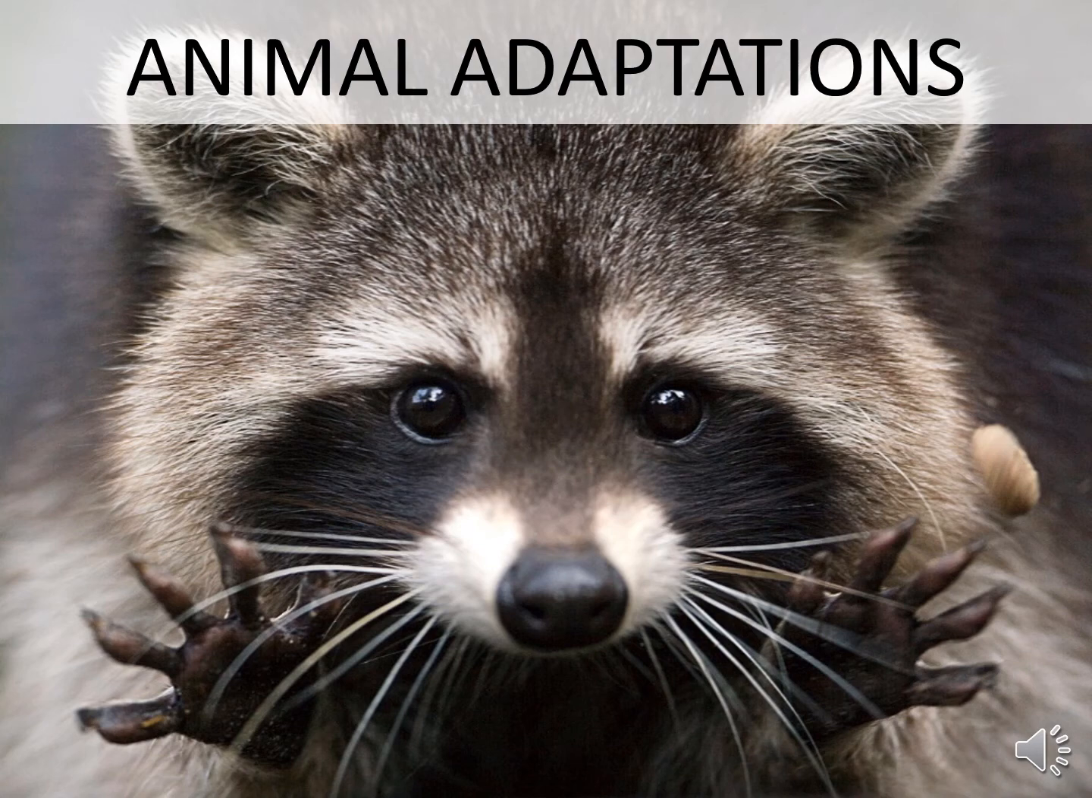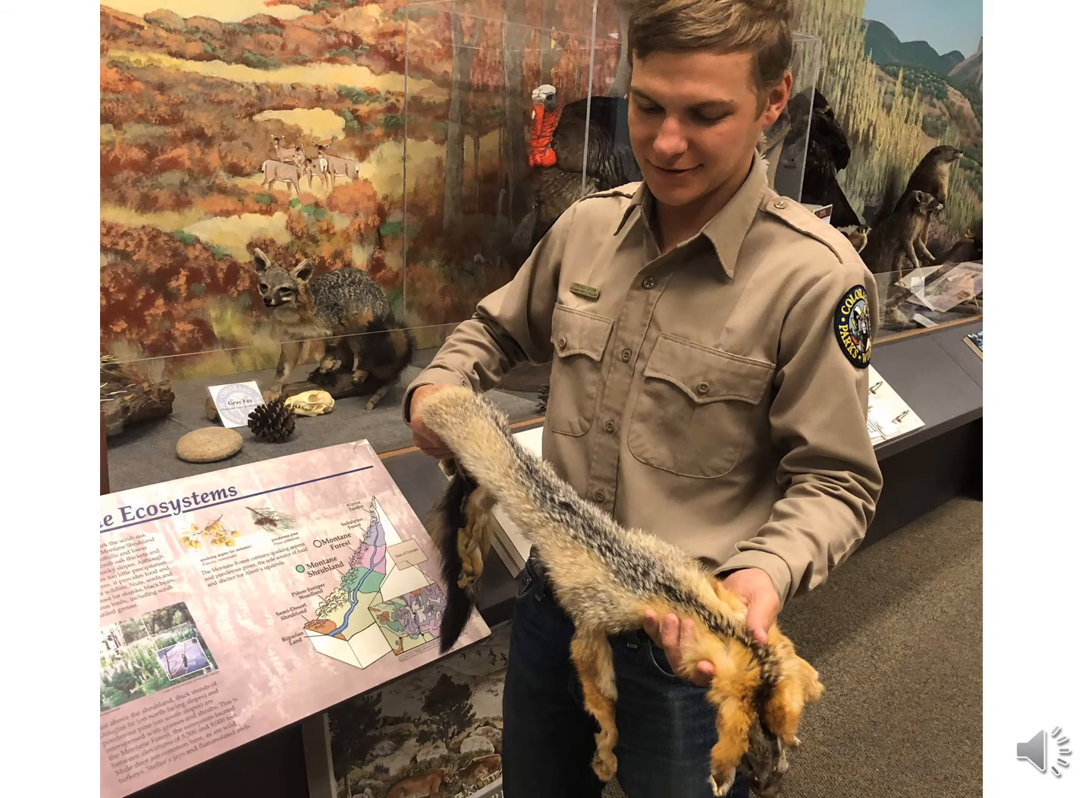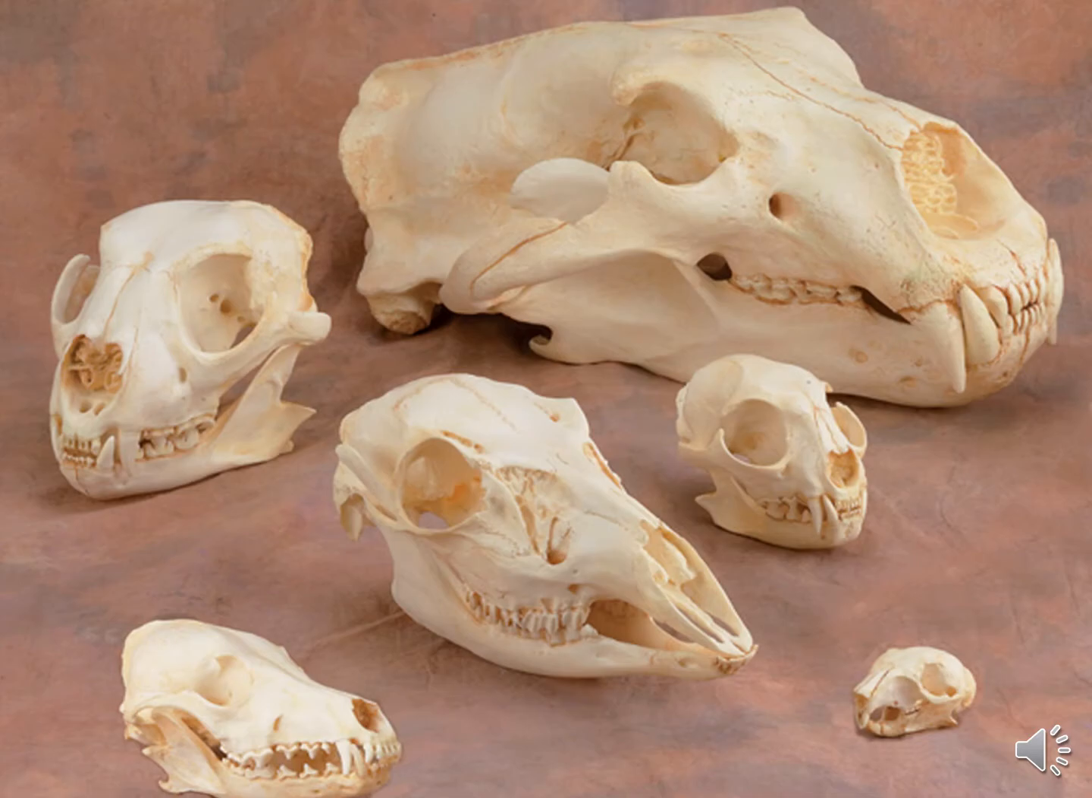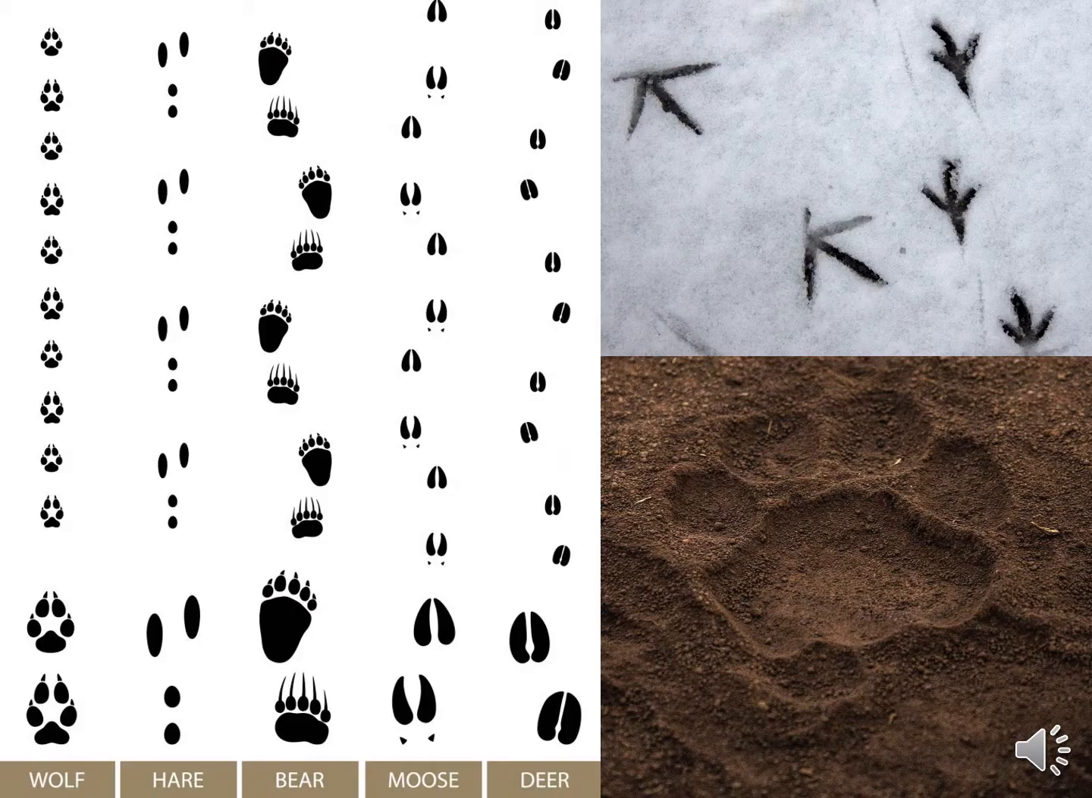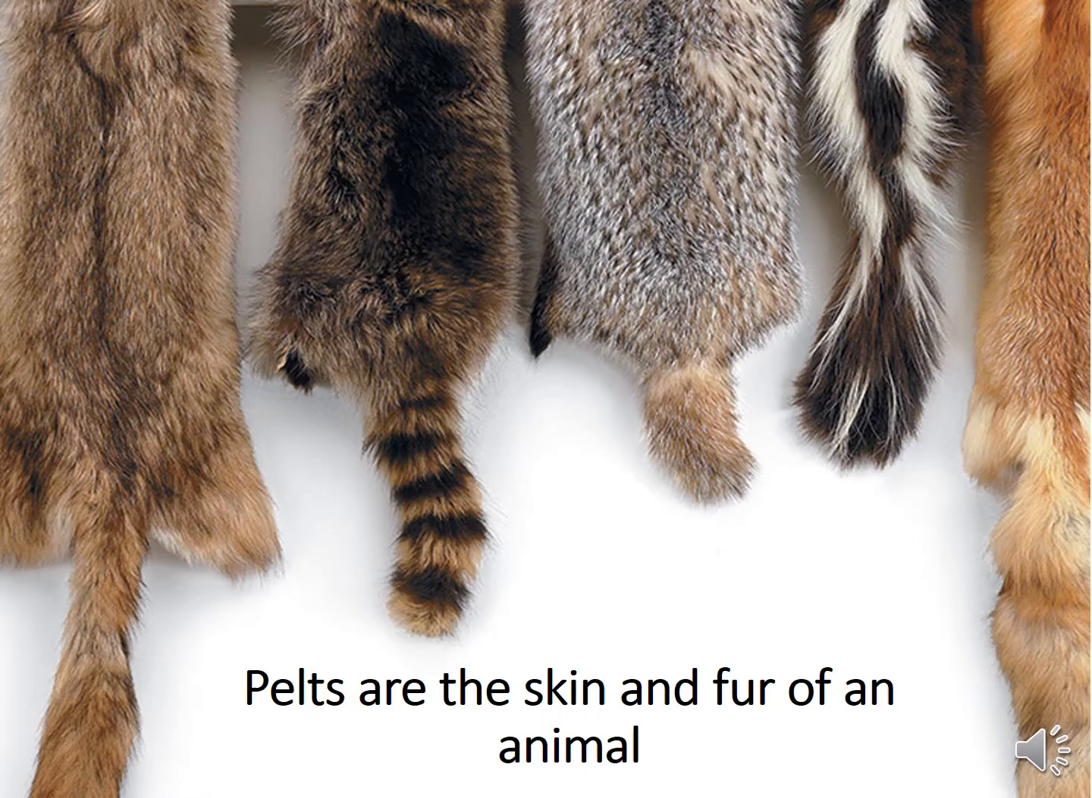Welcome to part 2 of animal adaptations. Today we are going to learn about how animal pelts, skulls, scat, and tracks can show animal adaptations used to survive in its habitat.